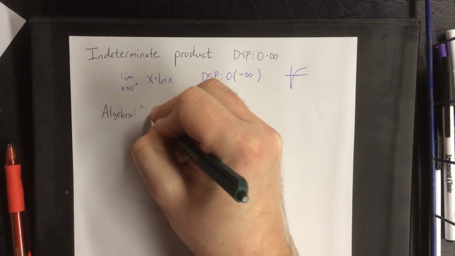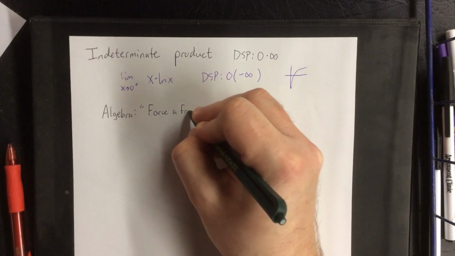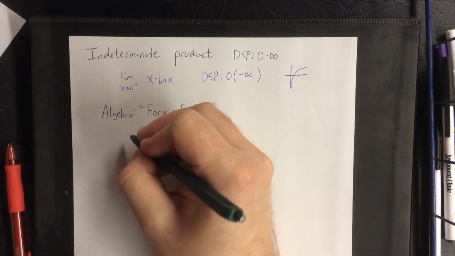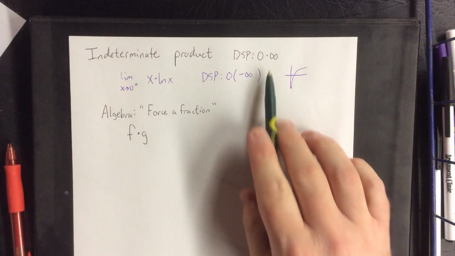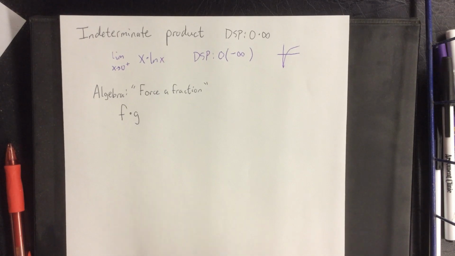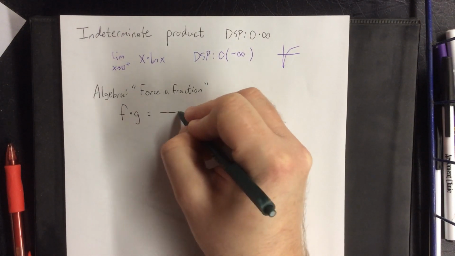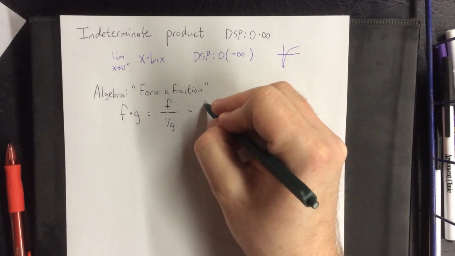The technique that we're going to use is referred to as force a fraction. Forcing a fraction basically is saying when you have two things that are multiplied together, like you do for an indeterminate product, our goal is to be able to use L'Hopital's rule, but to use L'Hopital's rule, it'll be necessary for us to make sure that we have a fraction in there. The way that we can force a fraction is saying that multiplying by something is the same thing as saying divide by the reciprocal of something.